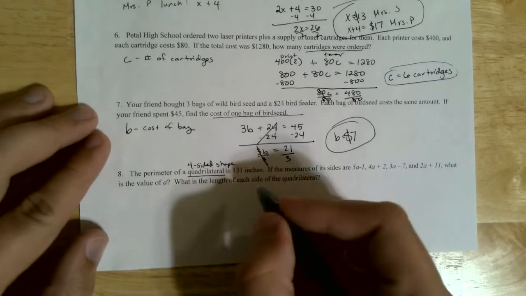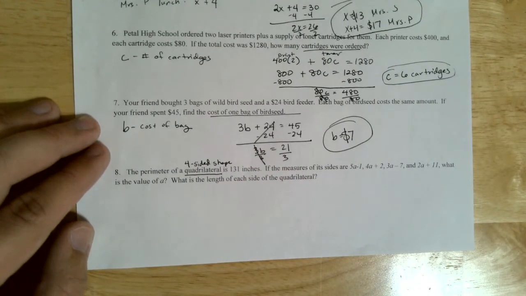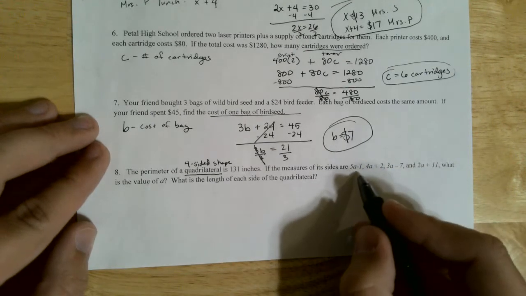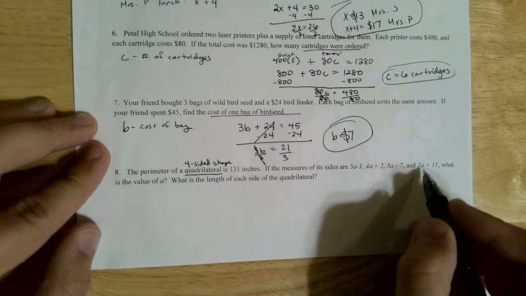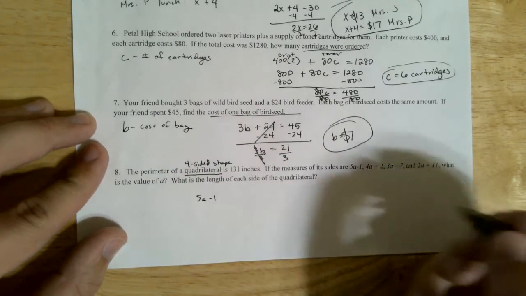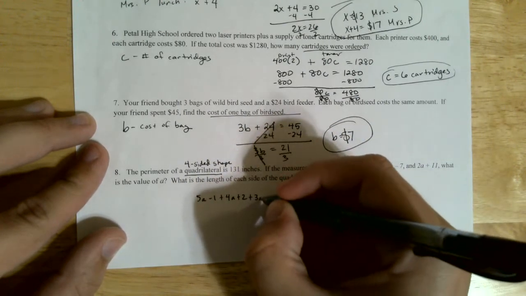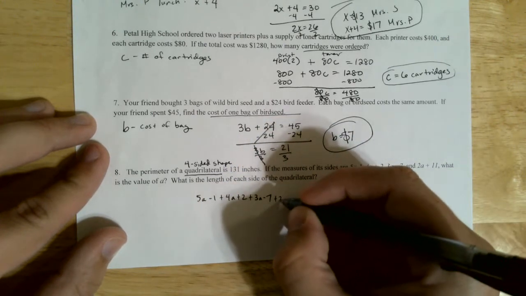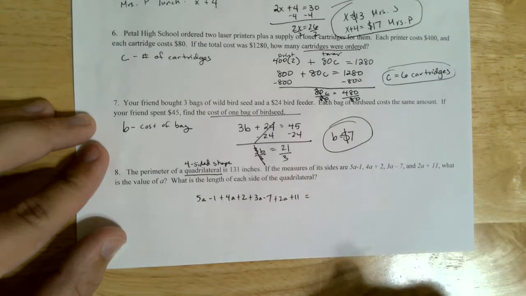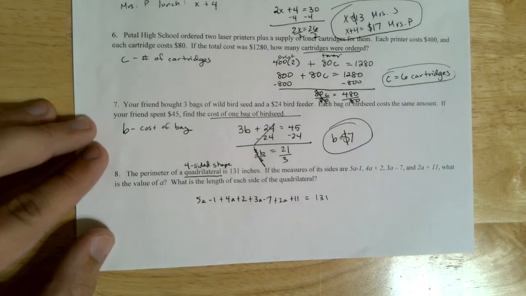So we're told that the perimeter is 131 inches. Keep in mind the perimeter is the value that we get when we add up the side lengths, and we're told that the side lengths are right here: 5a minus 1, 4a plus 2, 3a minus 7, 2a plus 11. So if we add all of these up, 5a minus 1, plus 4a plus 2, plus 3a minus 7, plus 2a plus 11, then we can set it equal to the actual value of the perimeter, which is 131. All right, so we're asked to find two things, the value of A and the length of each side.